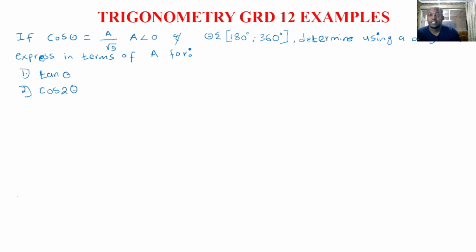Today, let's have a look at this example right here. What we have here is: if cos theta is a over square root of 5 and a is less than 0. Okay, this is very important, guys. a is less than 0.